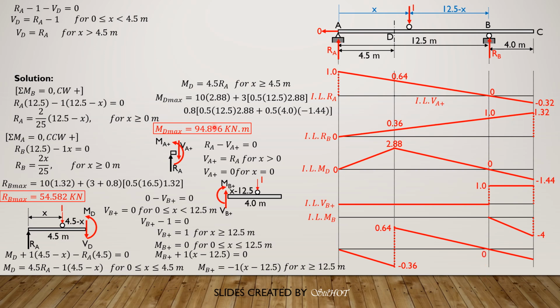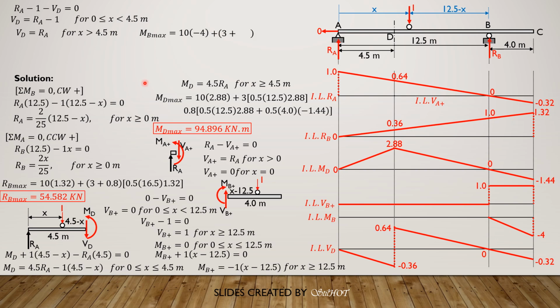So let's now plot. For 0 to 4.5, RA minus 1. So when x is 0, RA is 1, minus 1, so 0. Then when x is just to the left of D, RA is 0.64, so 0.64 minus 1, because the unit load is still just to the left, still in the span. So 0.64 minus 1 is negative 0.36.